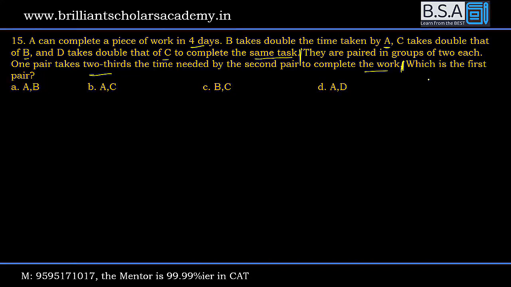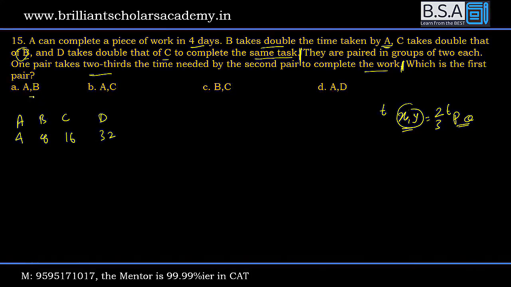Break down the question into smaller parts. A takes 4 days. B takes double the time as compared to A, 8 days. C takes double the time compared to B. D takes double the time compared to C. Done. They are paired in groups of 2. I need X and Y in a pair. I need P and Q in a pair. Time taken by the first pair is 2/3 of the time taken by the second pair. So the question is, which is the first pair?